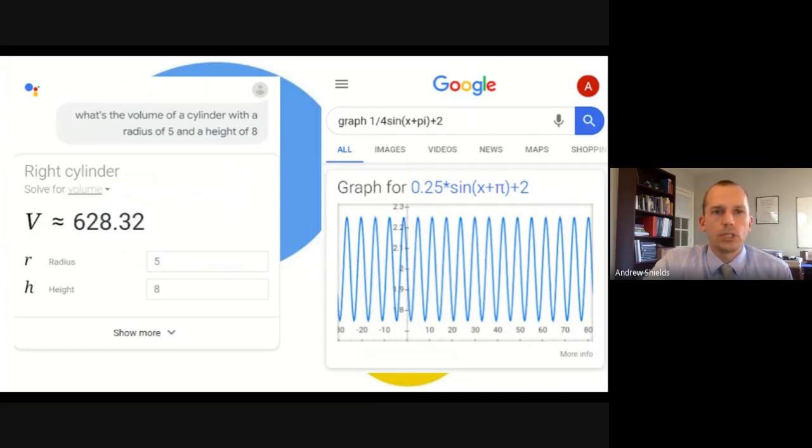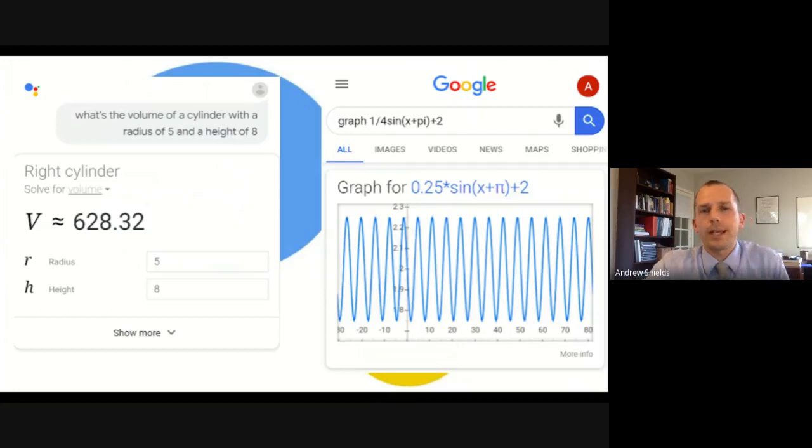So here are two screenshots from my phone doing those two problems. And to me, that's pretty cool. I didn't have to do anything special. I didn't have to know anything. I could just do that. Now that's cool, but also as an educator, specifically a math educator, that's a little bit scary.